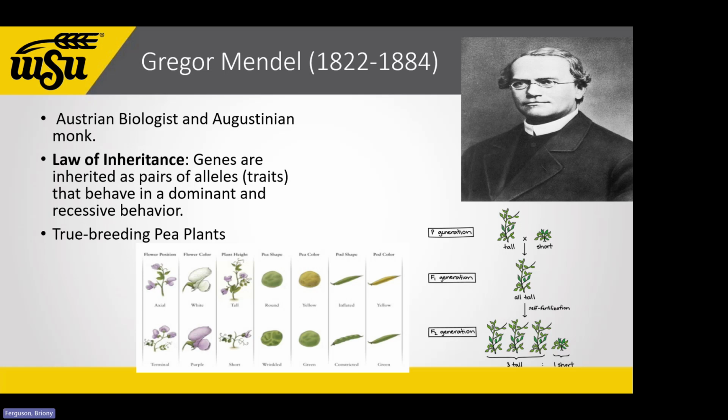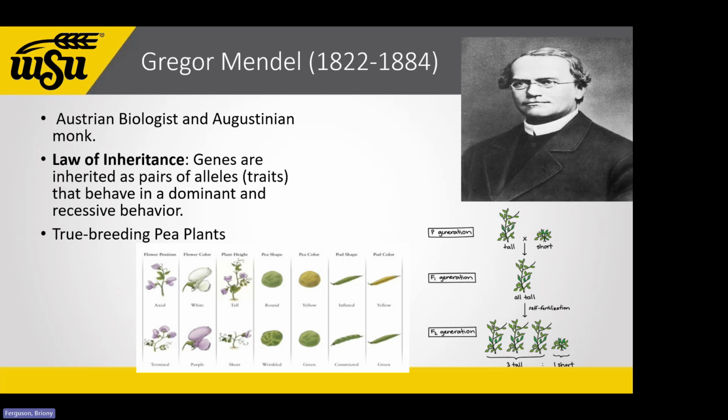Through his experiments, he started breeding pea plants. Now, he used true breeding pea plants, and he did this so that he could avoid having issues from other types of inheritance, and get a clearer view of dominant and recessive behavior. But through this experiment, he actually developed this law of inheritance.